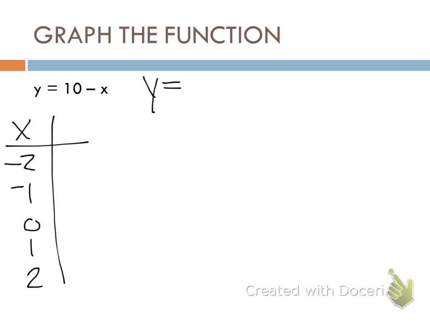Y equals 10 minus negative 2. Why do I have two negatives here? Why not just one negative? Why do you think? I have to keep the negative that was already in the function. Okay, so the negative that was already in the function stays there, but then the domain I'm inputting is negative 2. So it's a double negative.